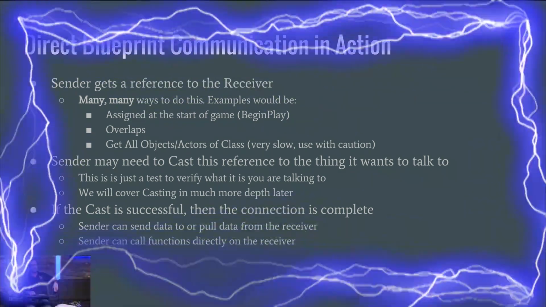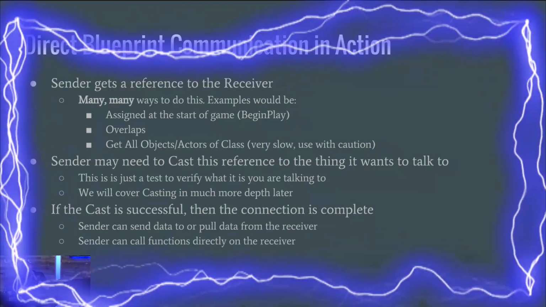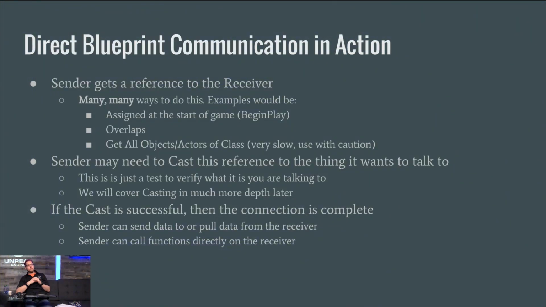Oh, there's lightning. That's amazing. So we can assign a reference at the beginning of the game, like say on begin play, we could get a reference to some actor and just assign it somewhere. You could do it on overlap. So for example, the character walks up to something, and that something has a volume in front of it that gives you an overlap. Because there was an overlap, you now have a reference to the character because he just walked into it, and now you can start doing things.